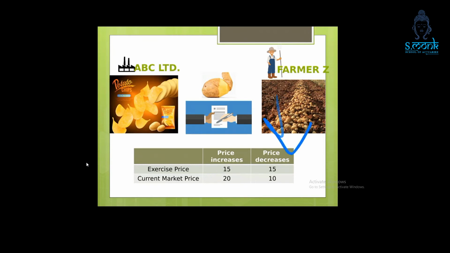But instead, if it was a good harvest, the prices can even go down to 10 per kg because of excess supply. In this case, the farmer is at a better position by entering into a forward contract.